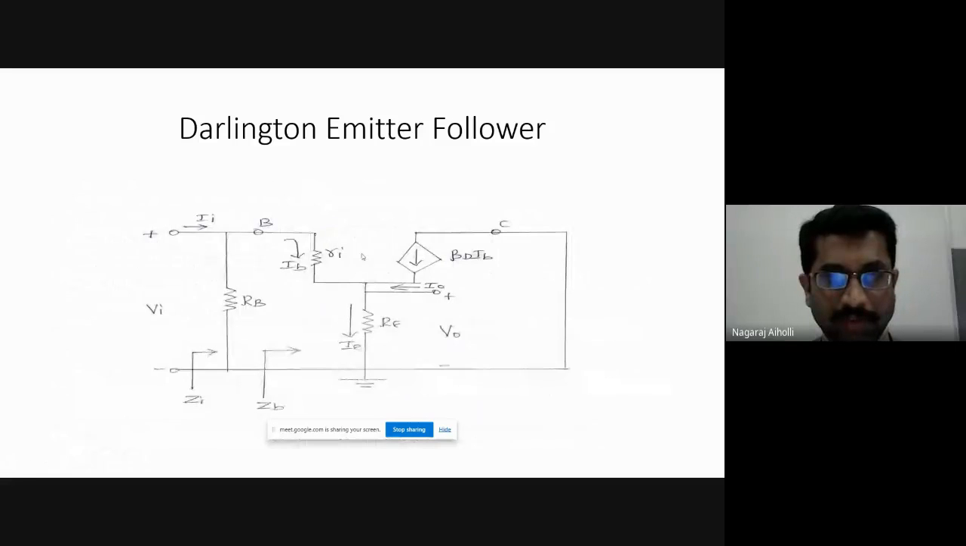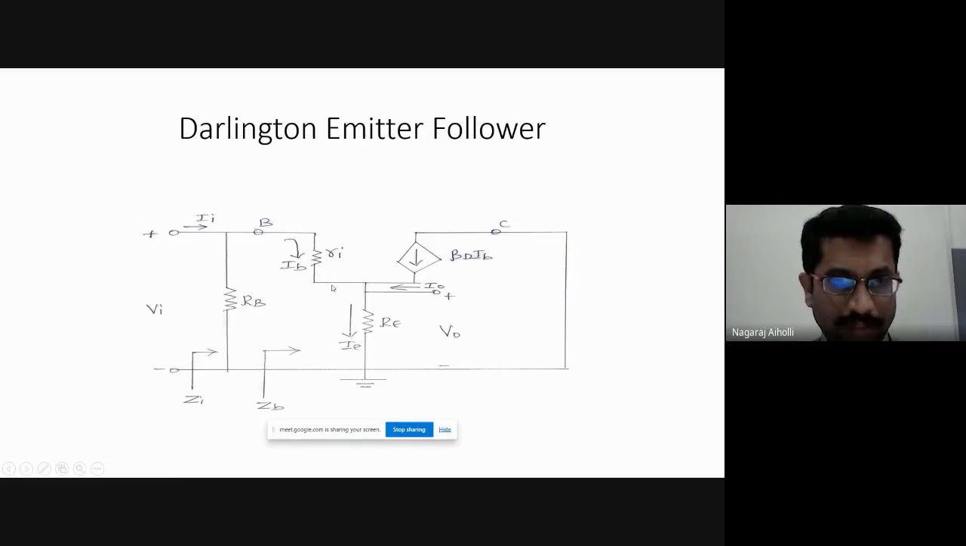For this Darlington emitter circuit, we have drawn the re model, the AC equivalent circuit. This is the base resistance RB. Then we have RI, the input resistance, as it is a Darlington pair. Then this is the emitter resistance RE, and the collector current is beta D into IB. It is beta D into IB because it's a Darlington pair.